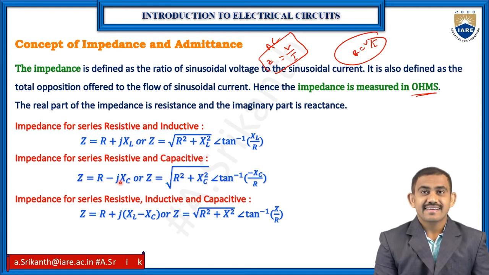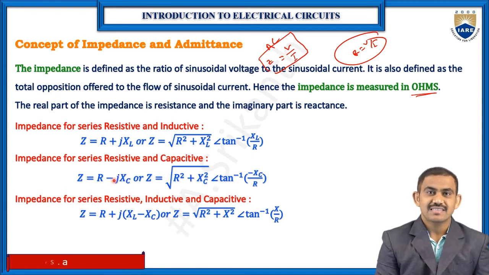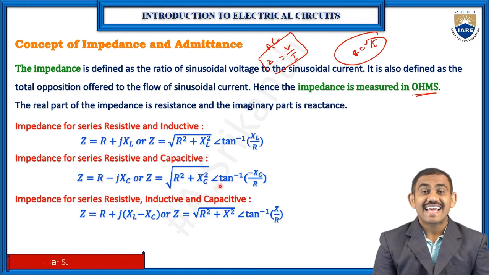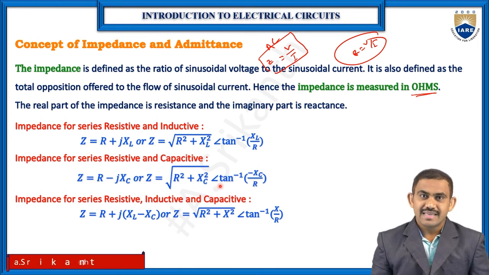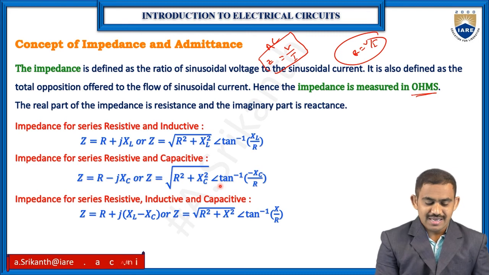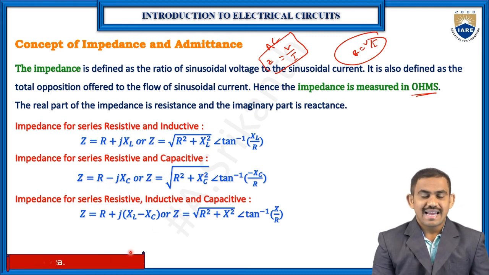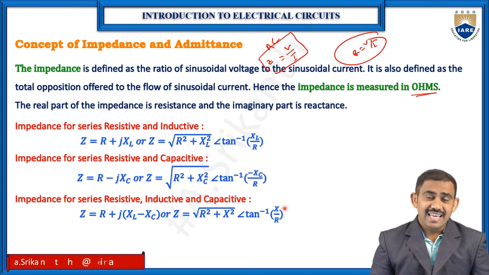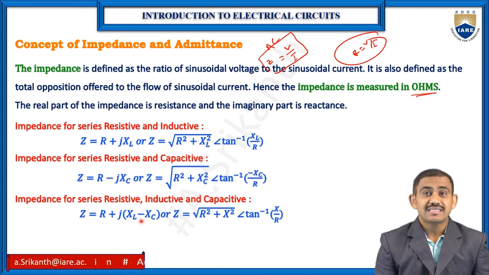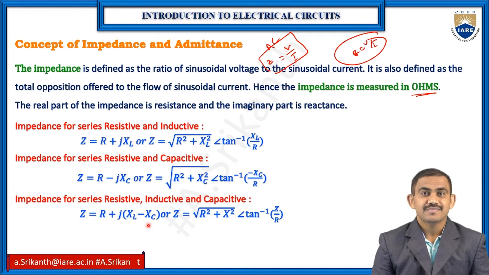Same for capacitors: minus jXC. Why minus? The capacitive reactance formula is 1 by omega C. Since 1 by j gives minus j, we get the answer R minus jXC. And if all three are in series, then impedance equals R plus j(XL minus XC).